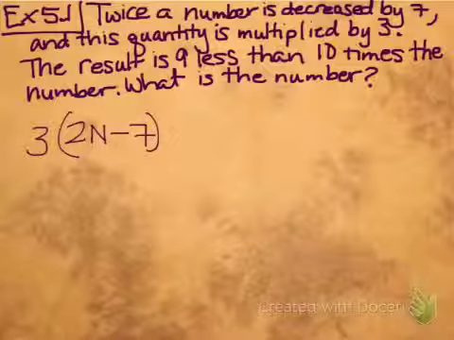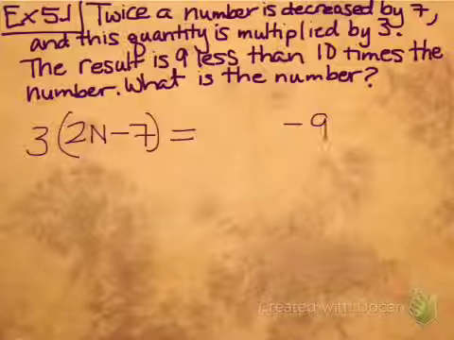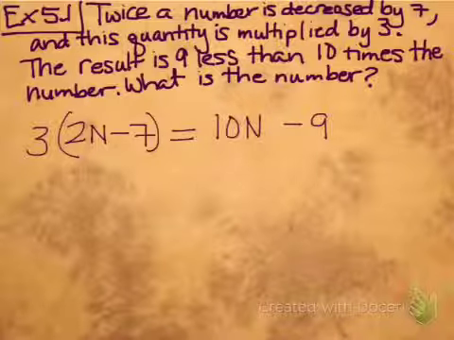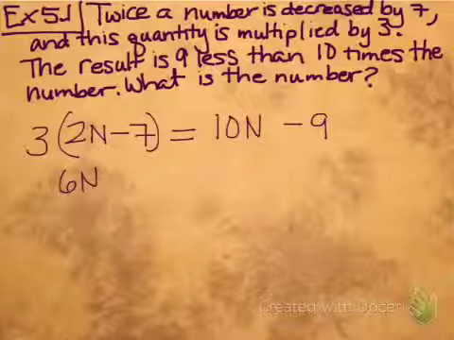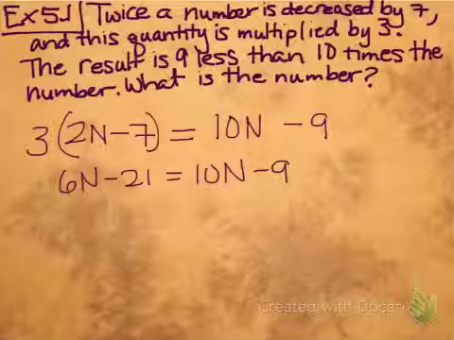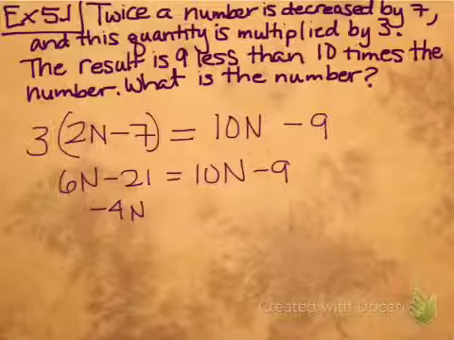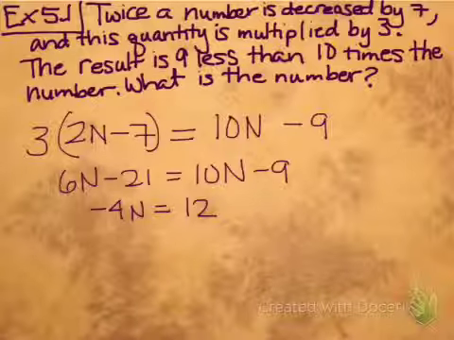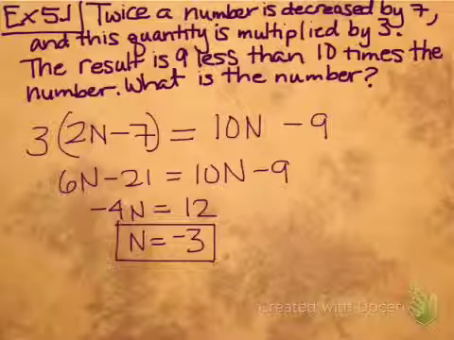Then it says the result. So the result is the equal sign, and it's 9 less than. 9 less than means we're going to subtract 9, then 10 times the number, so 10 times n. So now we have our equation, and we just need to solve it for n to get the number. So we get 6n minus 21 is equal to 10n minus 9. Then subtract 10n from both sides, add 21, we get negative 4n equals 12. So n has to equal negative 3.